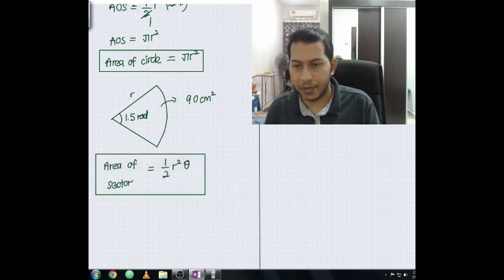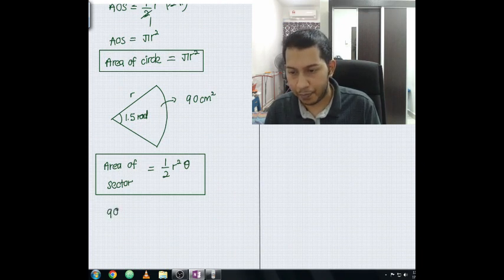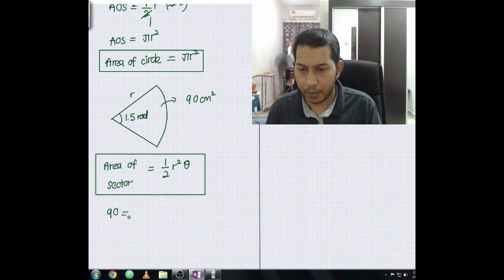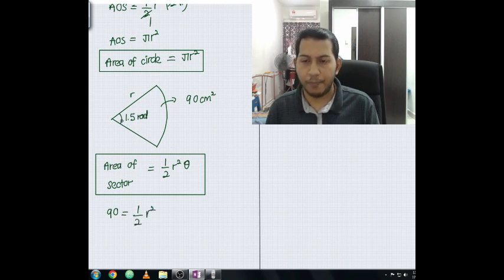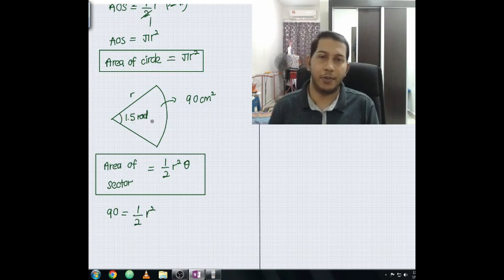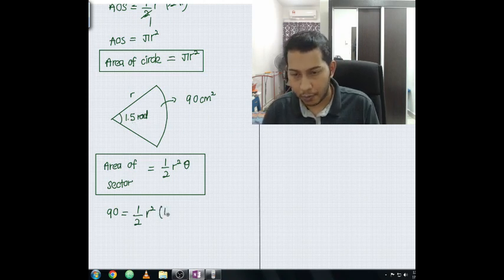So from here, the area of the sector you already know is 90 centimeter square. Just write 90 here. The radius we don't know yet, so we just leave it as r square. From here, half times r square. This theta is already given to us as 1.5 radian, so 1.5.